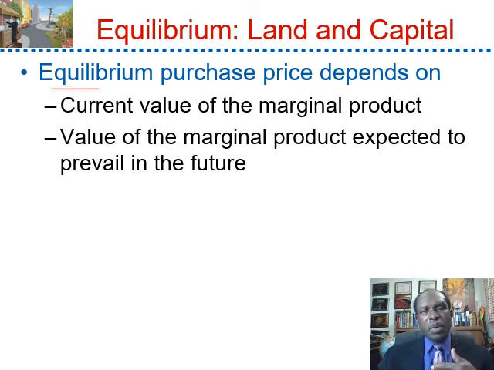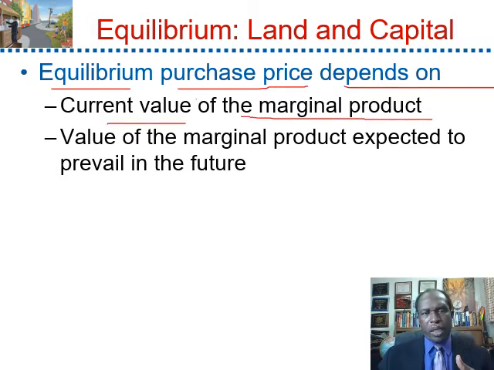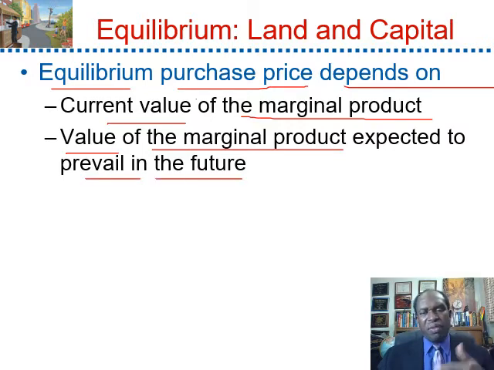So at the equilibrium, the purchase price depends on the current value of the marginal product. It also depends on the value of the marginal product expected to prevail in the future.